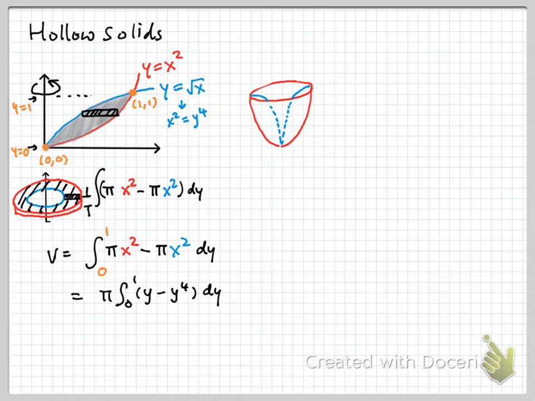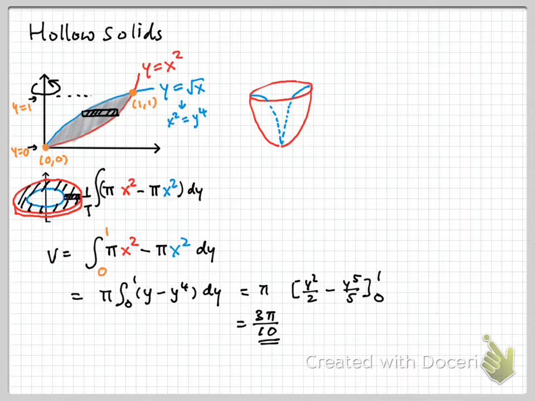So that will be this integral, and that goes to y squared divided by 2 minus y to the fifth power divided by 5, the integration from 0 to 1. And that answer is 3 pi over 10. That is the volume of this hollow solid.